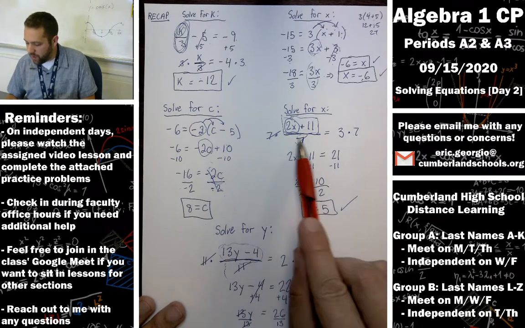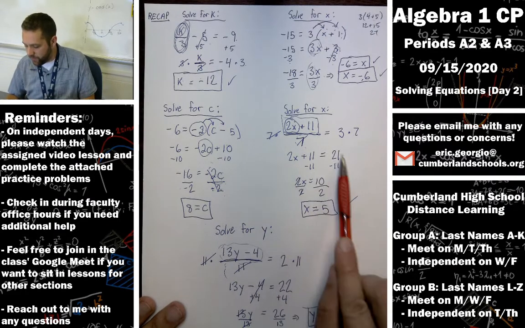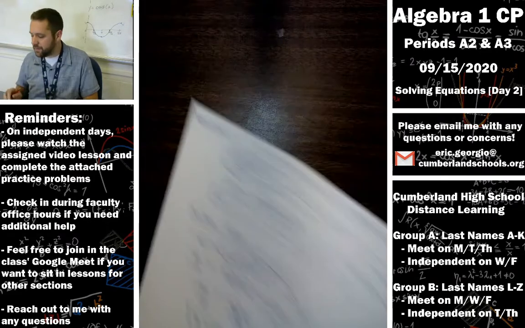Here, I notice the whole quantity is being divided by 7, so I can multiply on both sides to get down to a familiar form as well. Same thing with this problem here.